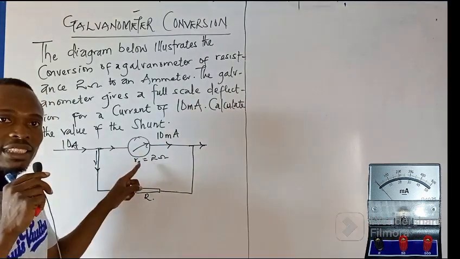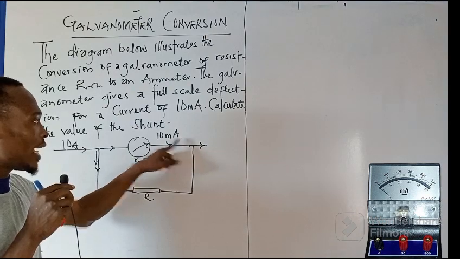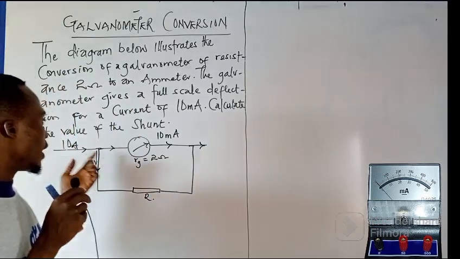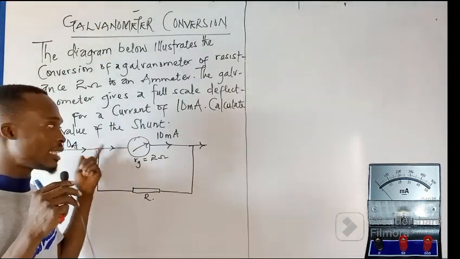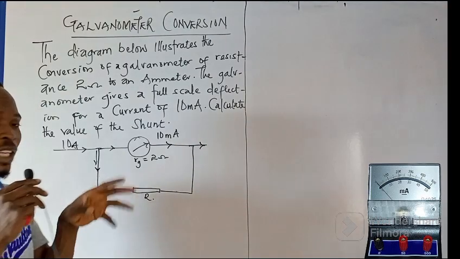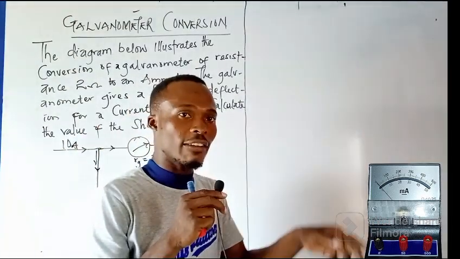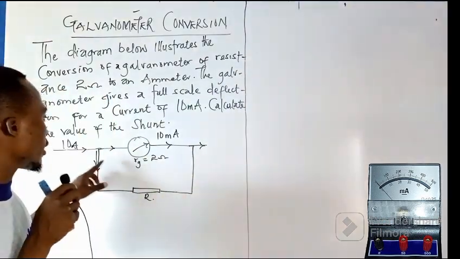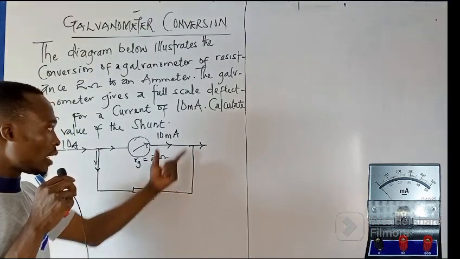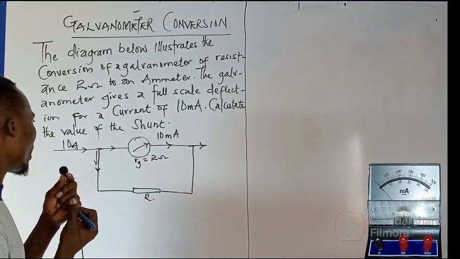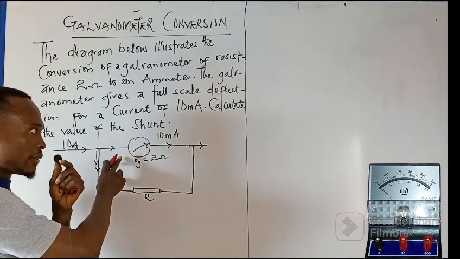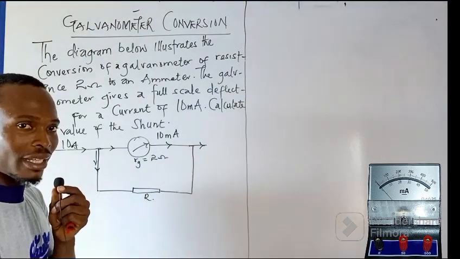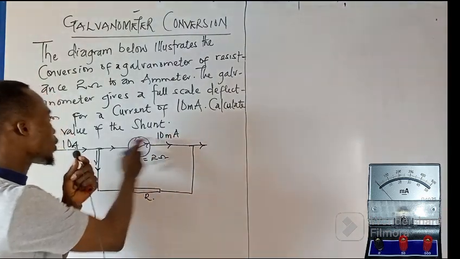So this galvanometer can only measure 10 milliampere, and if 10 ampere is coming into the galvanometer, it is going to damage it. So we need to connect a shunt in order to be able to measure that 10 ampere. We connect the shunt in parallel to the galvanometer. As the 10 amperes is coming in, the galvanometer can only measure 10 milliampere out of the 10 ampere.